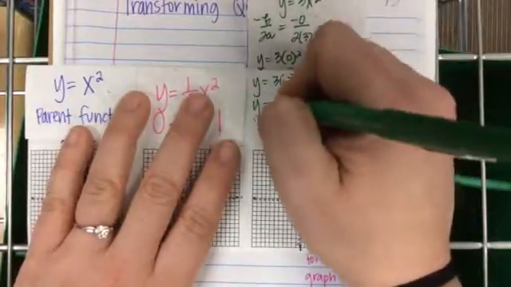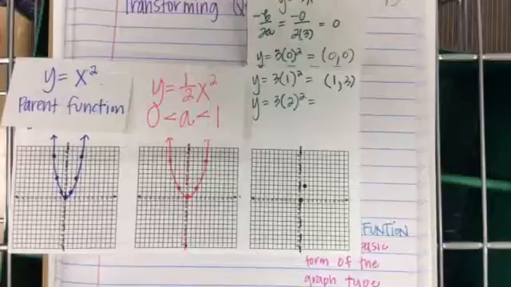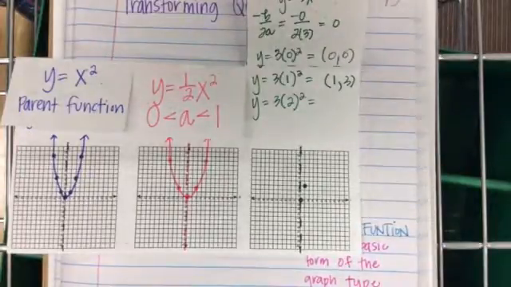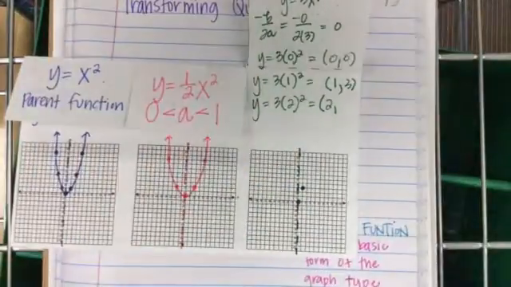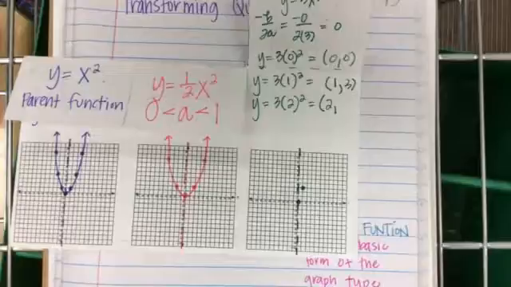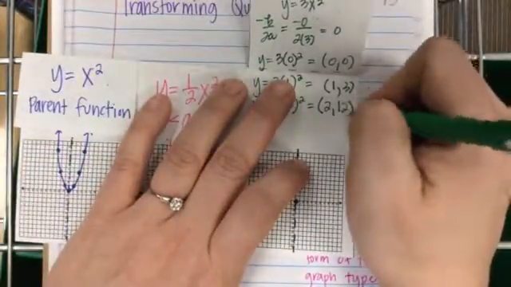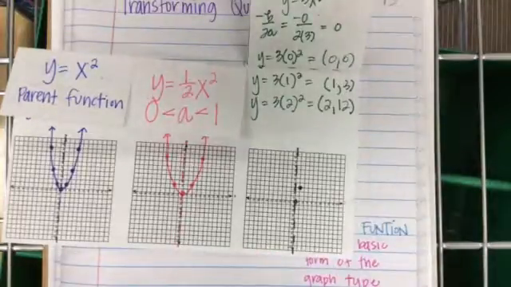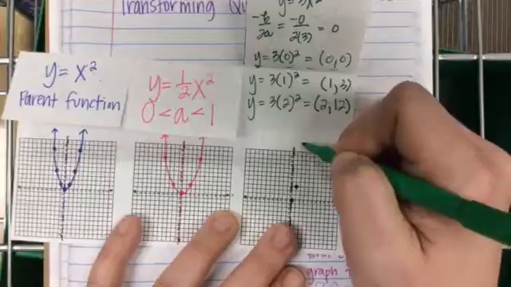y equals... I'm going to substitute 2 because I need to have a third ordered pair. So 2 squared is 4. 4 times 3 is 12. Oh man, it's off my graph. 2, up 12.